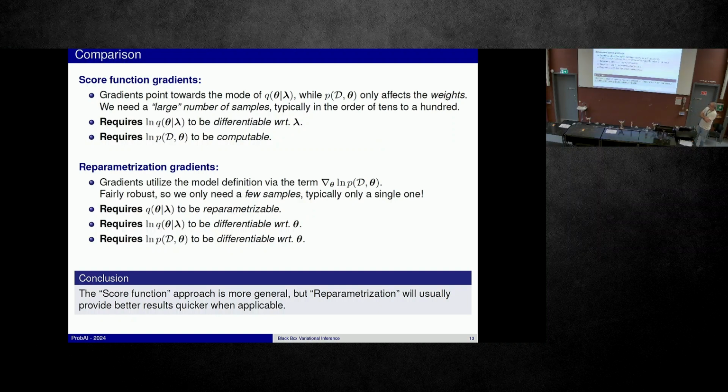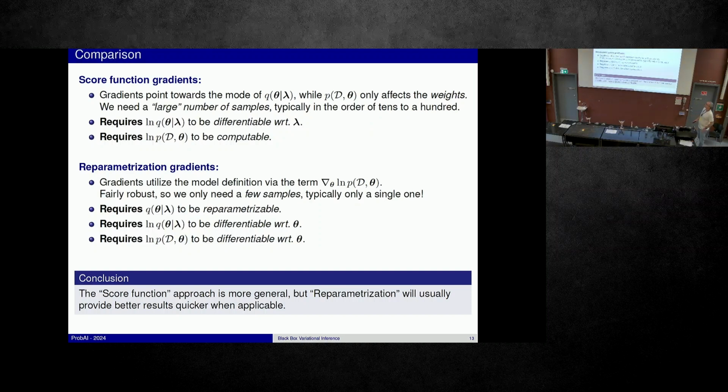The requirements for the score function are fairly limited. We need to have something that is differentiable here. And we need to be able to evaluate the log p of the data and model together, as always. And this one, you remember we choose the family there ourselves. So making sure that this is differentiable with respect to lambda should not be a big problem, and therefore this score function gradient is very often useful or usable.